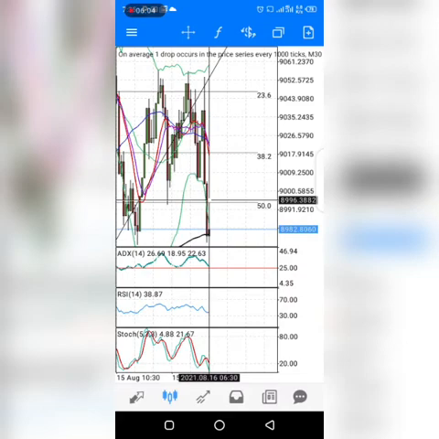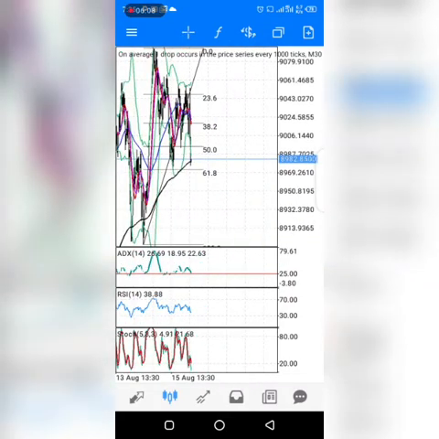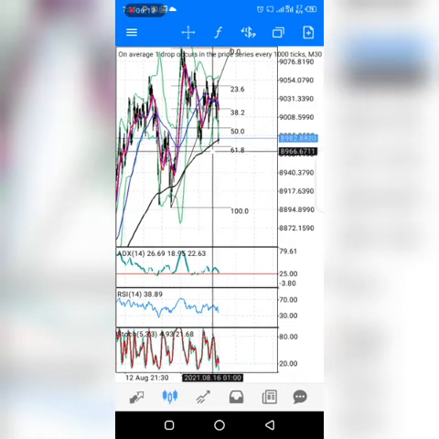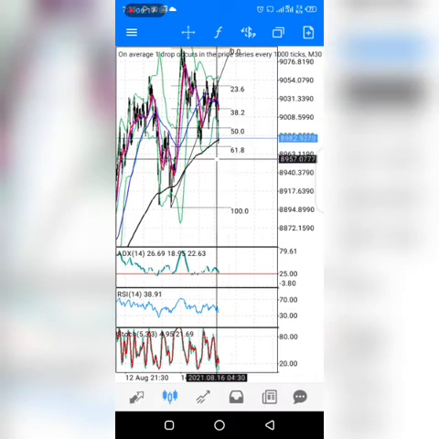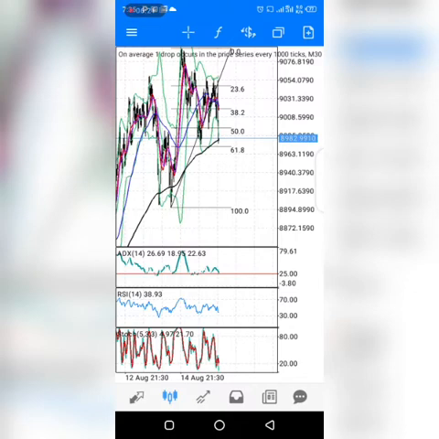It needed to complete it. If you look at here also, you should be hoping that either it acts as a resistance at this spot. If it breaks this, you should be expecting a sell trend.